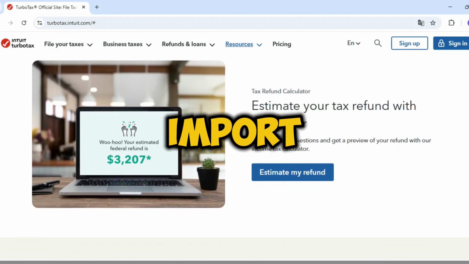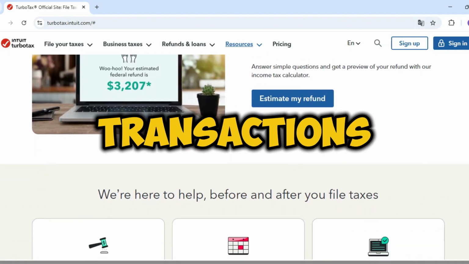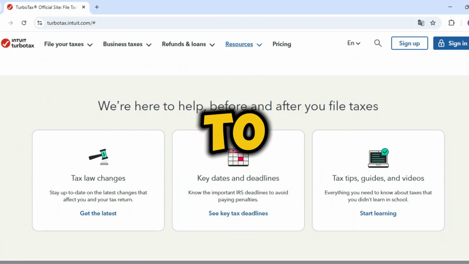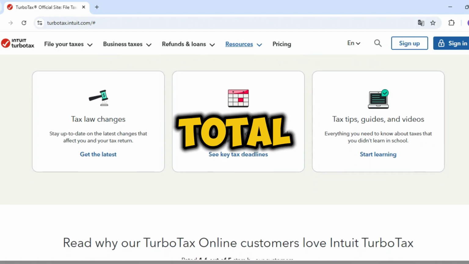The process, import or enter. If you used a major exchange like Coinbase, you can often import your transactions directly. Otherwise, you'll need to enter a summary of your transactions from Form 1099-B or your own calculations. TurboTax will help you calculate your total gain or loss.